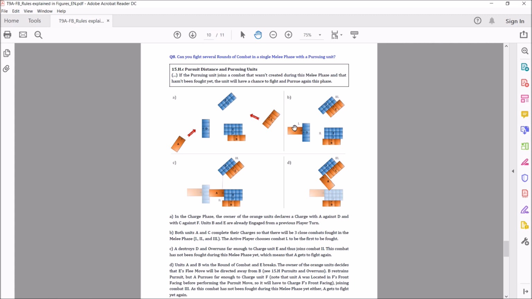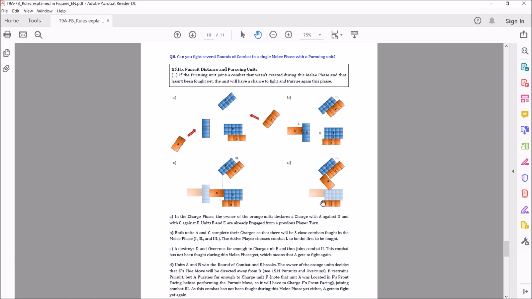And A and D is the same thing. He has to hit four of them. Which four is his choice. Correct. But anyway, he's going to fight the A and D fight first. And Unit A wins, overruns, and slaps into the side of E. Since this combat has not been fought already, now they're going to fight this combat. He chooses to fight this combat next.